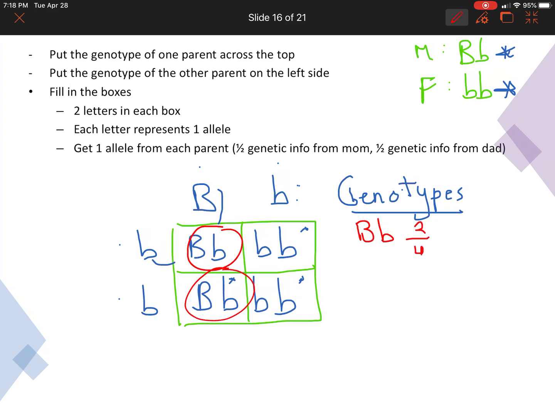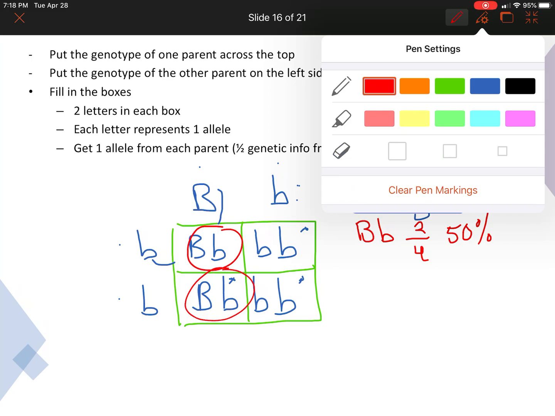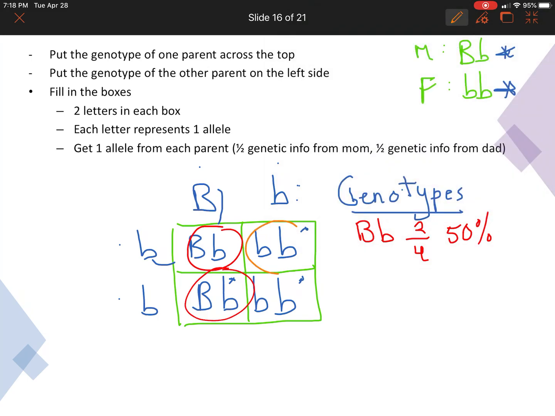So you could say 2 out of 4, or you could say 50%. Either one is acceptable. Now the other option that you have is this one here, and this is homozygous recessive. Again, 2 out of 4 of the choices are that, and that's 50%. So 50% of the time you're going to get the homozygous recessive, the lowercase, or recessive alleles. 50% of the time you're going to get a dominant recessive heterozygous scenario.